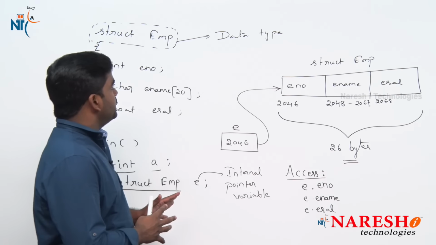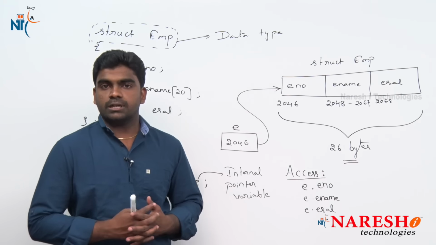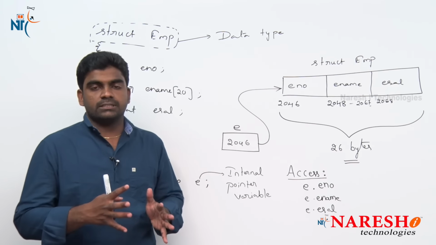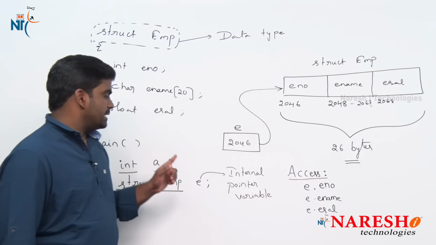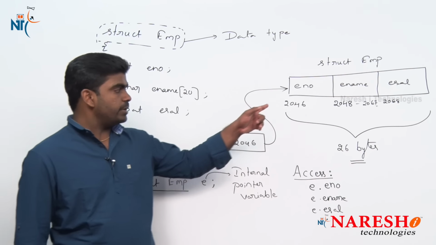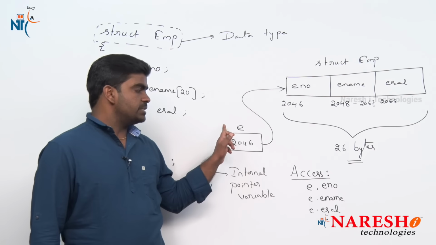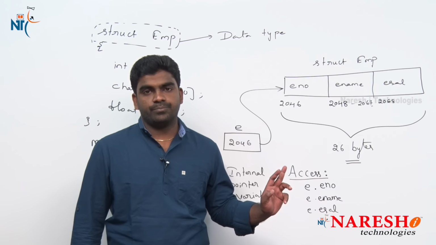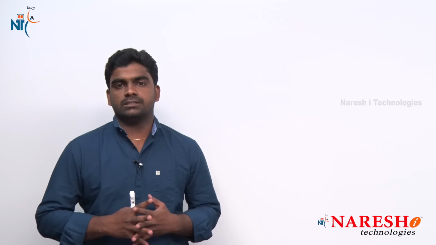Okay. So this is the complete introduction to structures: how to define a structure, what the advantages of structures are compared with arrays, how the memory is allocated when a structure gets memory, why a structure variable is called an internal pointer variable, and how to access the elements. Now we will see how to find the size of the structure, global structures, local structures, and how to read and print the elements of the structure.